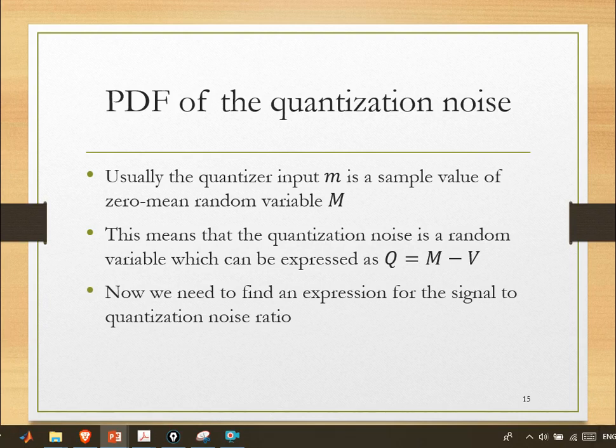So we stop here, and in the next lecture, we'll explain how to find the PDF of the quantization noise, and how to exactly calculate the number of bits you need to use in order to make the quantization noise below a certain level. So thank you very much, and we will continue in the next lecture.